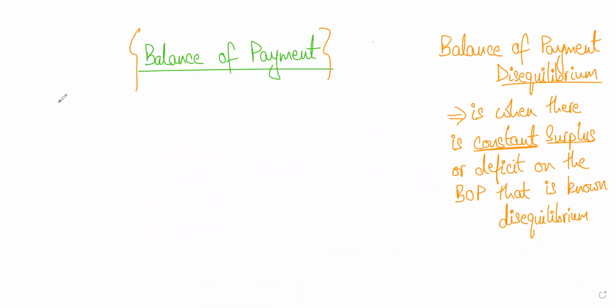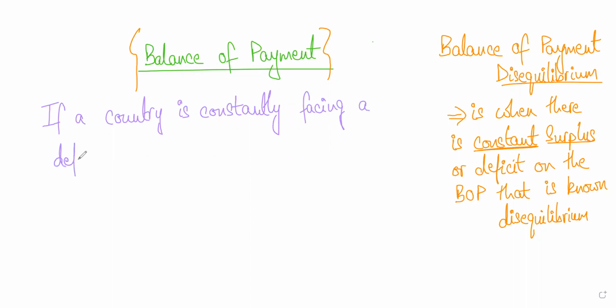If a country is constantly facing a deficit on its current account, then what can we infer from that? That is basically simply what I'm asking. What could be possible explanations for that?